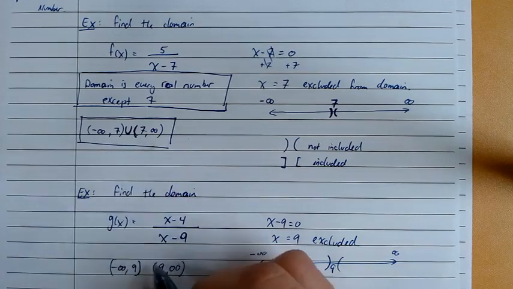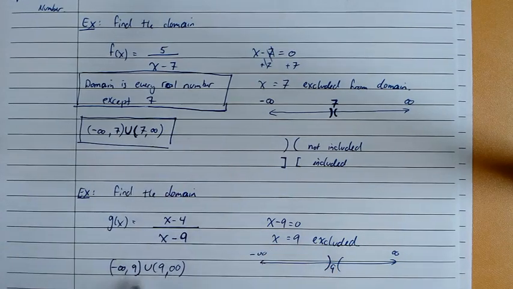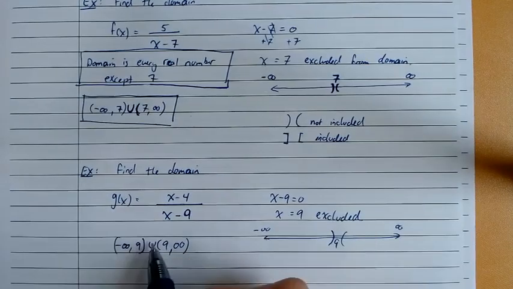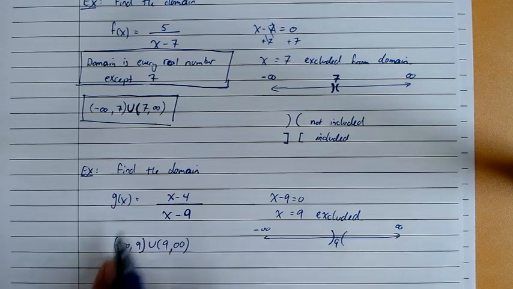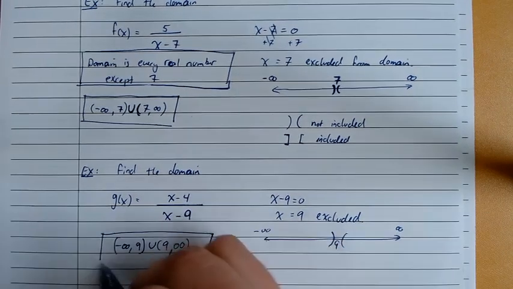And we're going to have the union symbol because whenever you have more than one piece to your answer like this, you stick them together and say, okay, these aren't two separate answers. This is the union. All together is one answer. And that's our domain.